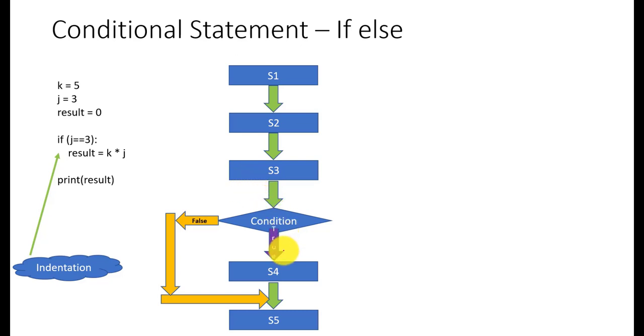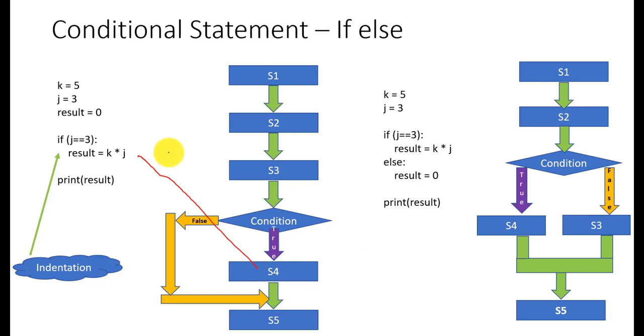And because of this if statement, one more path was added to the program flow. If the condition is true, then the statement S4 was executed, which is result is equal to k into j. And if the condition is false, then this statement S4 was skipped and we directly came to the S5 statement. Even if this condition is true, then also after executing S4 statement, the control came back to S5 statement.